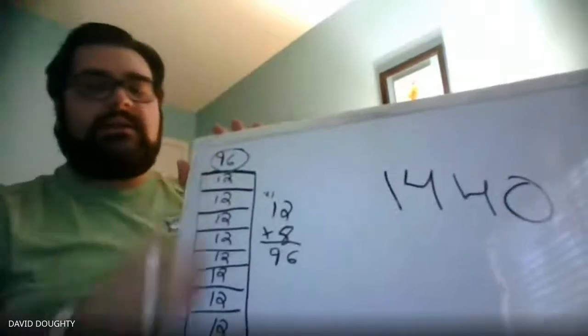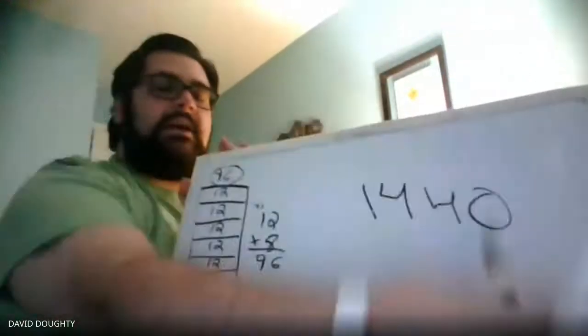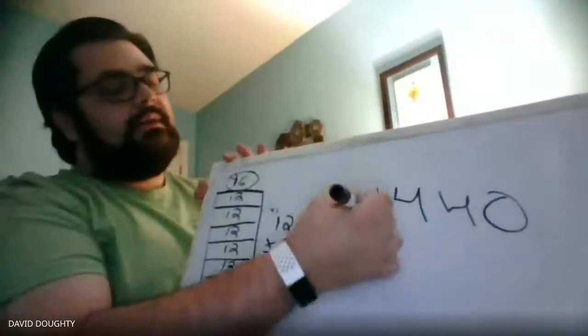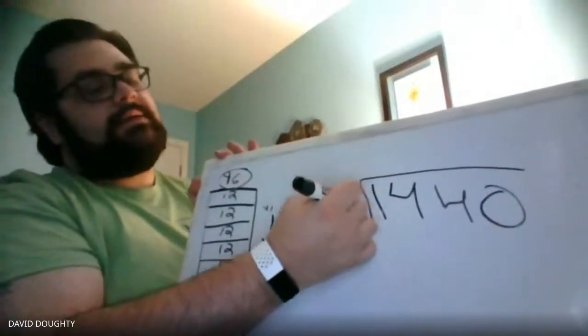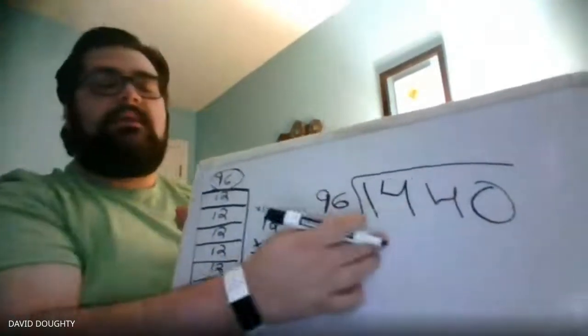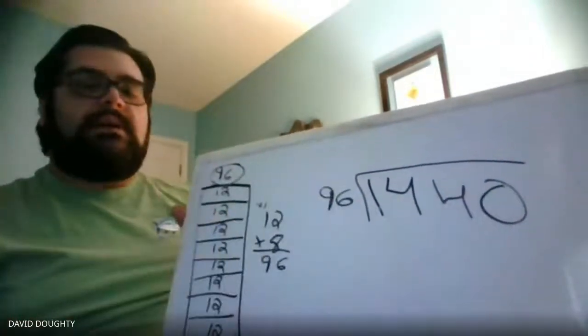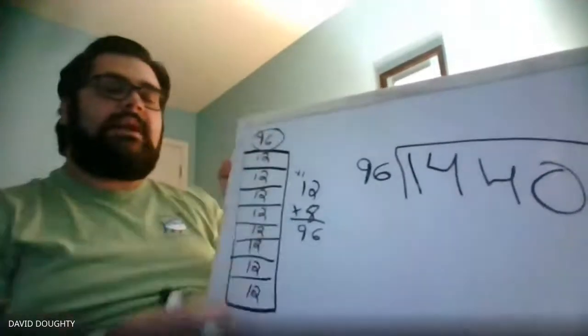If one of these towers can carry 96 DVDs, we need to figure out how many of these towers we need to carry that many DVDs. So I'm going to take my division house, and I'm going to write 96 as my divisor. I'm going to divide 1,440 DVDs by 96 DVDs, because that's going to tell me how many of these towers I need.